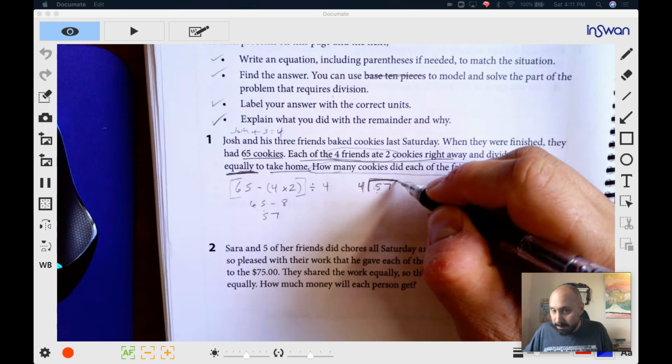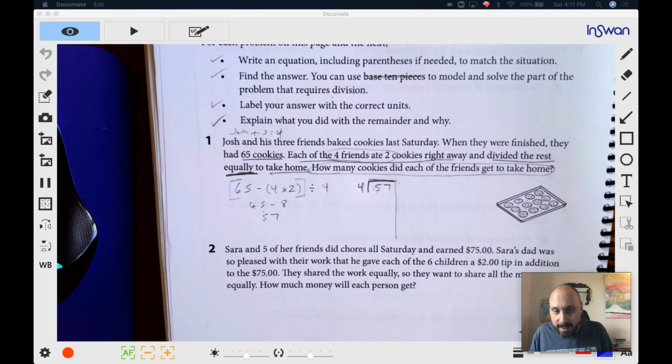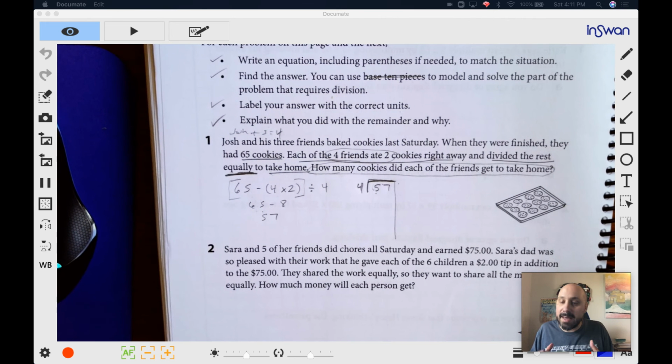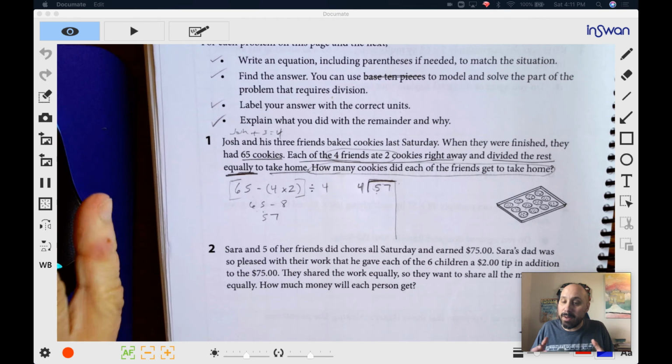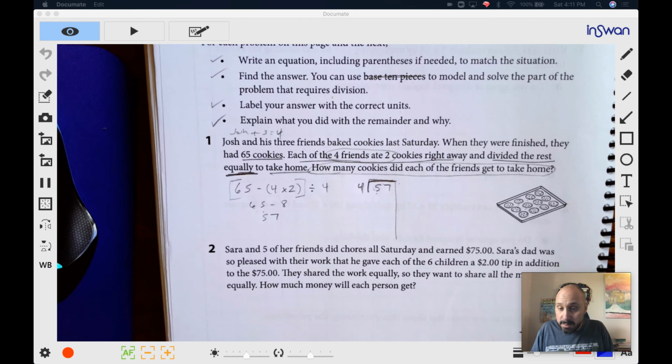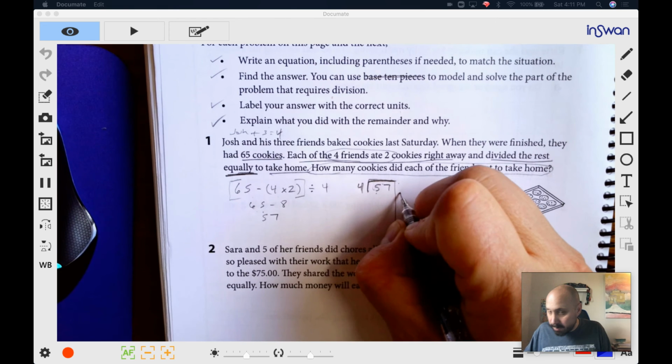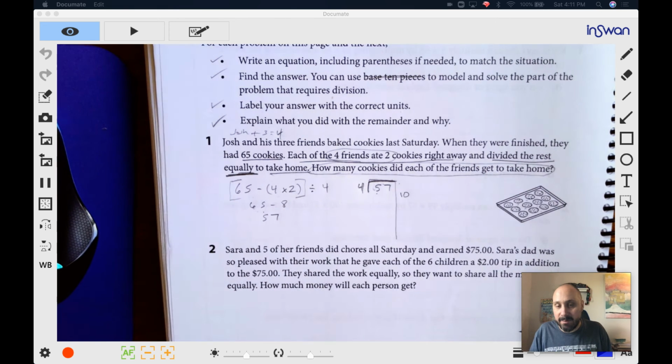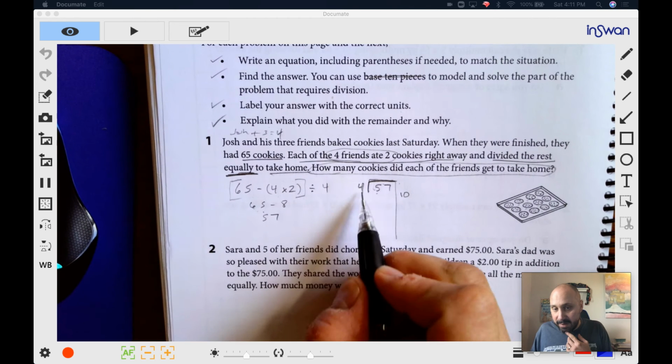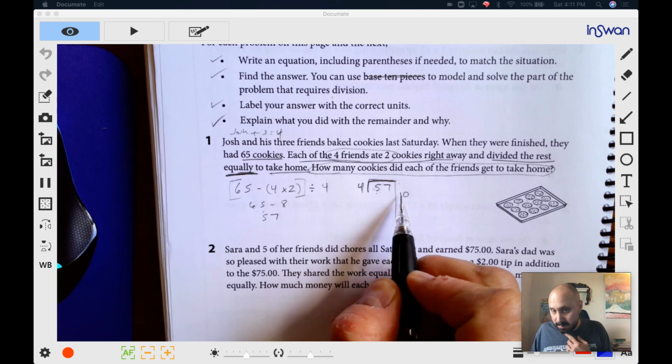And this hangman strategy, we call it hangman because we bring that line down. We just guess and check until we get to the number where there's either no remainder or a remainder that's less than 4. A happy number Mr. Mack always likes to start with is 10. So if I start with 10, I put a 10 on the other side of my hangman line. Right now in my head, I'm thinking, okay, 4 can go into 57 10 times.